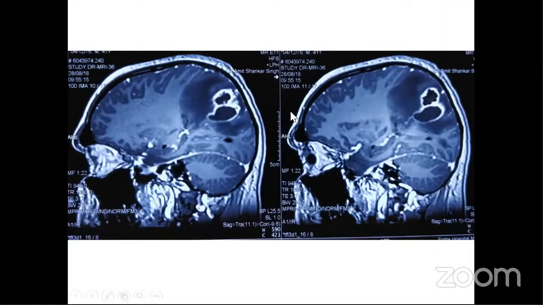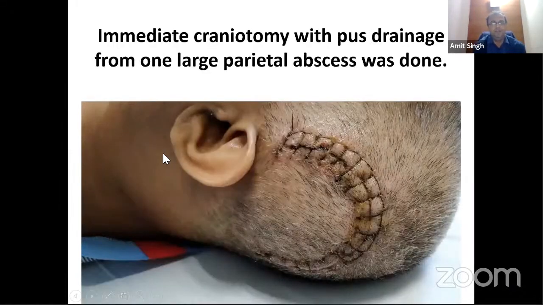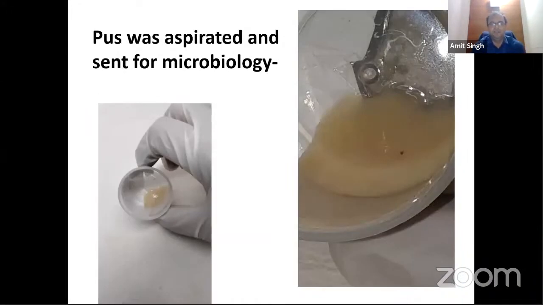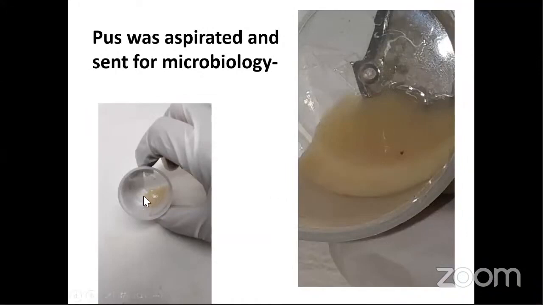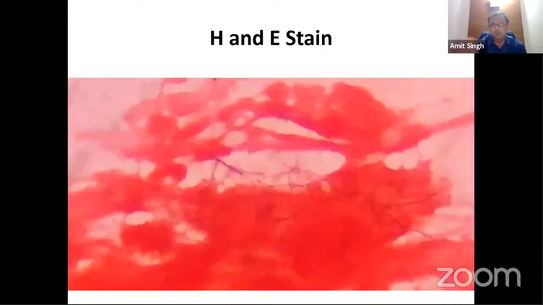And in the images, we can see the ring enhancing lesion causing midline shift. So an immediate craniotomy with pus drainage from one of the large parietal abscesses was done. And this was the pus of the patient. So this is a frank pus. So it was immediately sent for microbiology, and the aspirated pus for histopathology, also the tissue around the cyst.